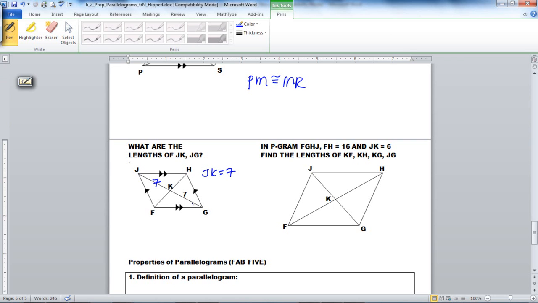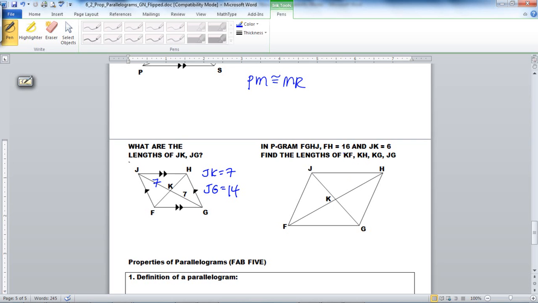But it also asks for JG, the whole diagonal. Well, if this is 7, this is 7. 7 plus the other 7 here, that whole diagonal is 14. So sometimes you're given the figures marked, other times you actually have to go ahead and mark the figures.